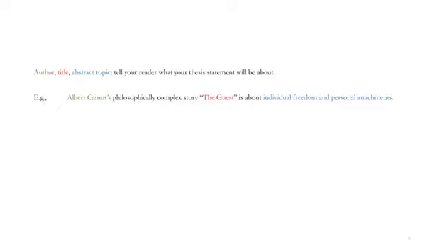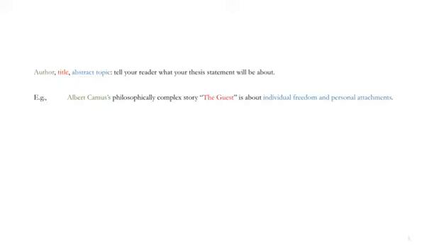So I'm assuming you've downloaded the handout, what a literary insight essay looks like. And if you look at the first component, it says author, title, abstract topic. And the job of this opening component is to tell the reader what your thesis statement's about. So if your first sentence is, Albert Camus' philosophically complex story, The Guest, is about individual freedom and personal attachments, now I know what your thesis statement will be about: individual freedom and personal attachments.